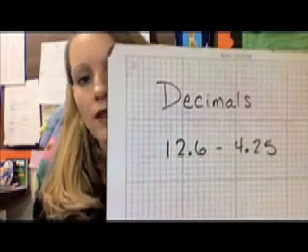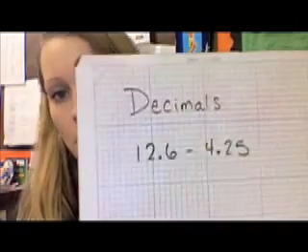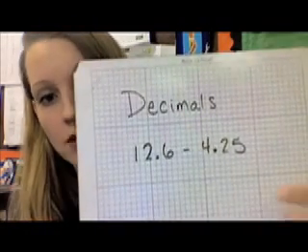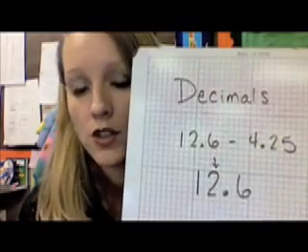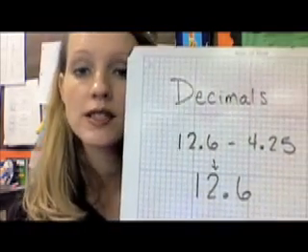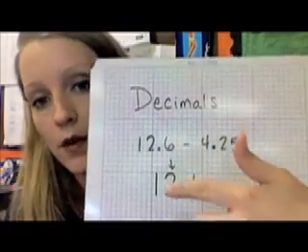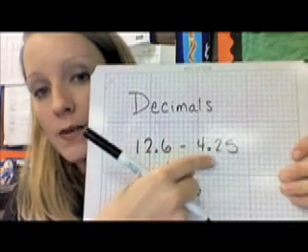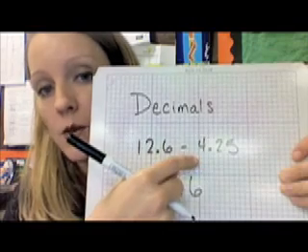Let's take a look at that. So let's find the ones place. Where is it? I have 12.6, and the 2 is in the ones place. I'll just mark that with an arrow. The 2 is in the ones place. Then I want to subtract this number over here, the 4.25. So I want to find the ones place again, and the ones place would be the 4.